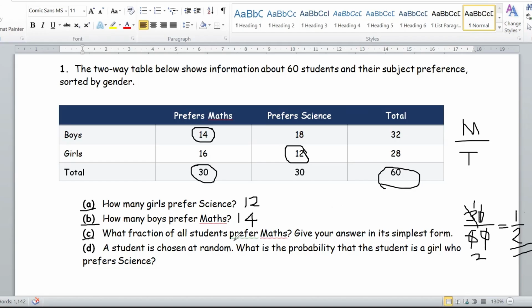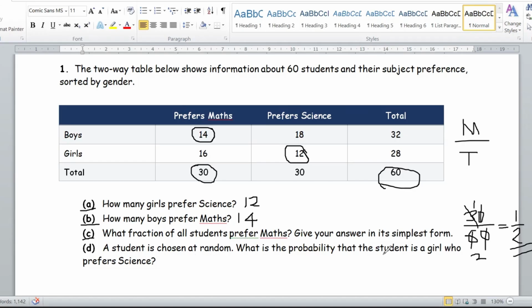Now let's look at question D. Question D says that a student is chosen at random. What is the probability that the student is a girl who prefers science? Of course we know the formula for probability: the number of favorable outcomes divided by the total number of possible outcomes.